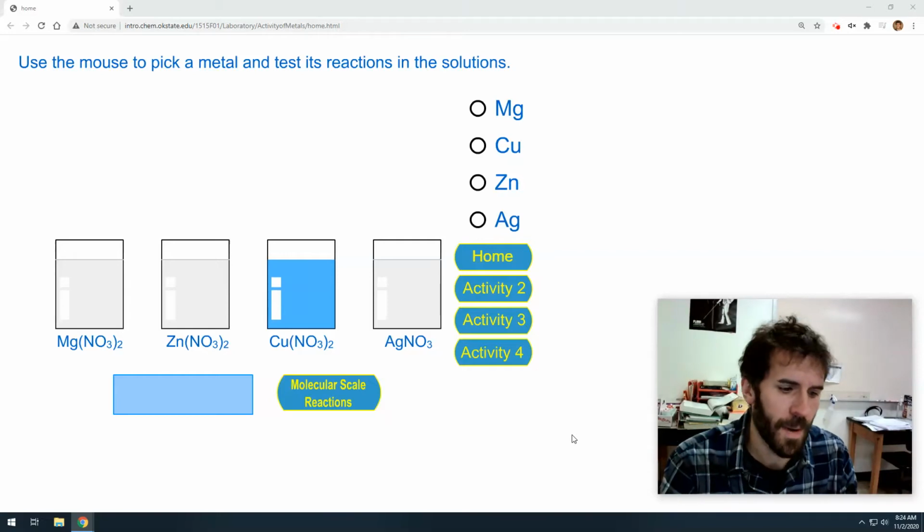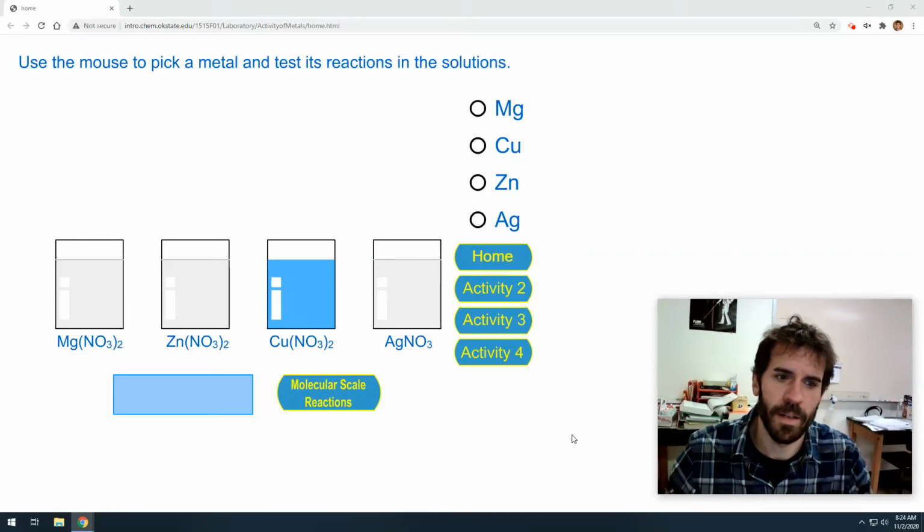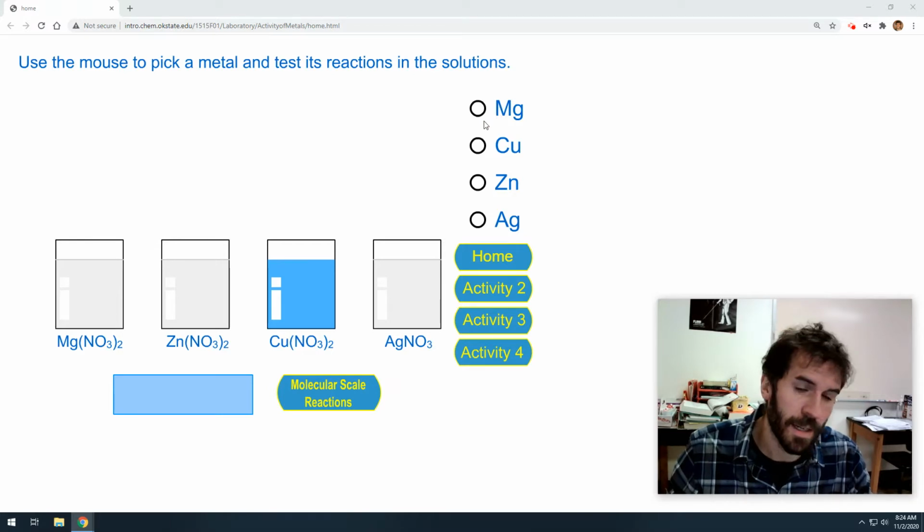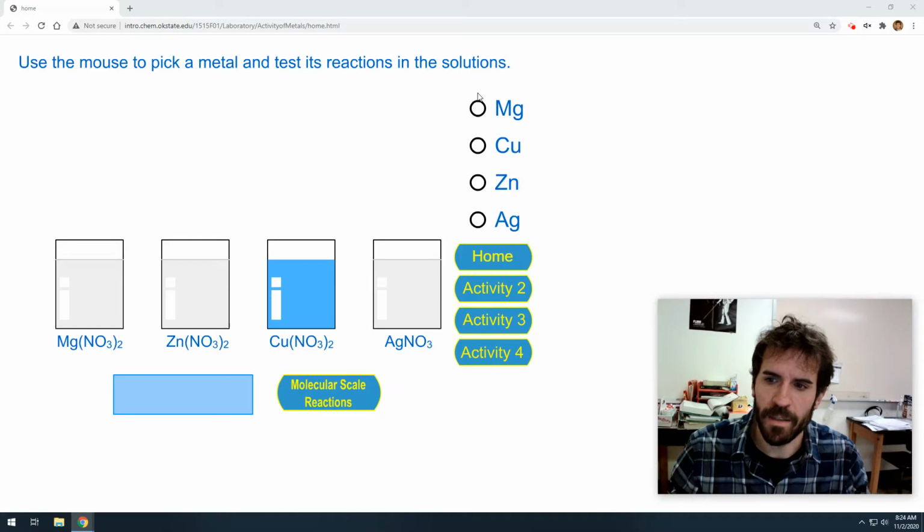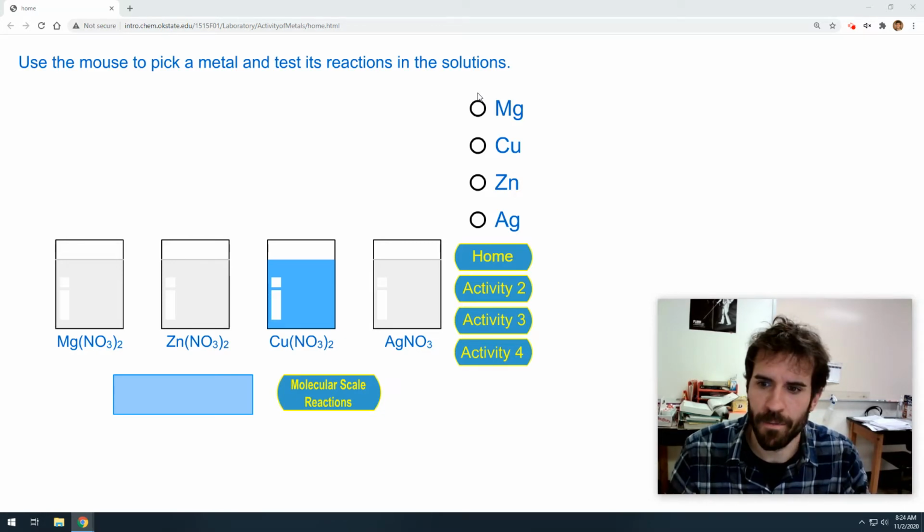Okay, so now I am on activity 1, and what we're going to do is take different metals, and you'll see they look like a metal bar, and these are neutral metal atoms, and we're going to stick them into some different solutions.